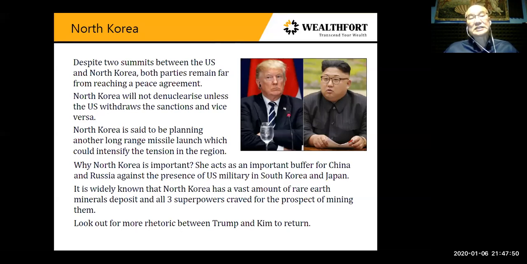Why is North Korea important? She acts as an important buffer for China and Russia against the presence of US military in South Korea and Japan. It is widely known that North Korea has a vast amount of rare earth mineral deposits, and all 3 superpowers crave the prospect of mining them. Look out for more rhetoric between Trump and Kim to return.